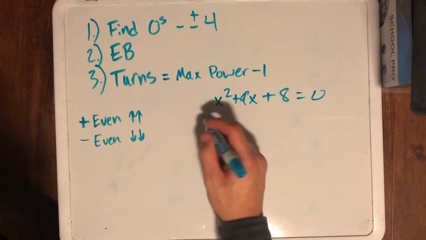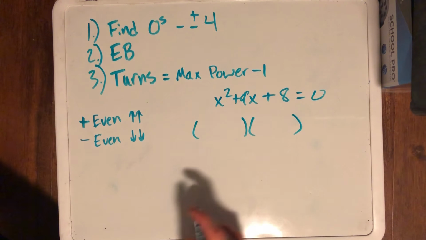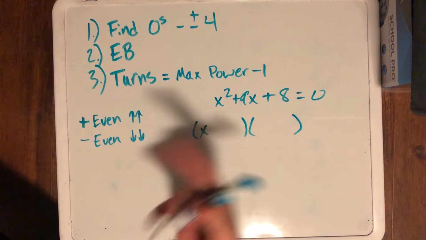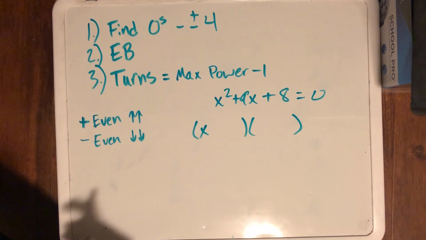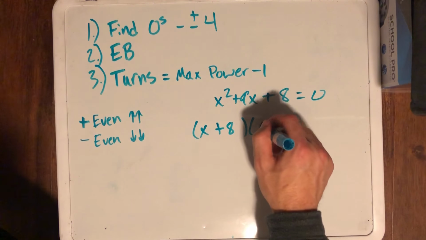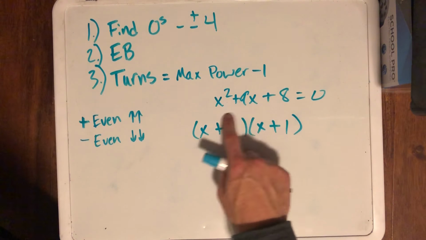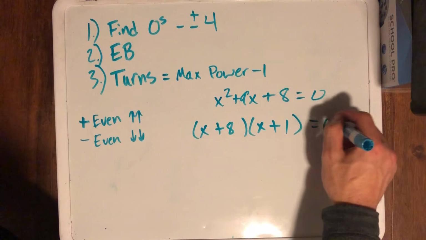We're just factoring. This is a Lee-off one, or a backwards FOIL one. If you don't remember how to do this, you can go ahead and hop over to the factoring video from a couple days ago. But for this, we'll go x plus 8 and x plus 1. If you wanted to distribute this back in to double check, this is in fact our correct factorization.